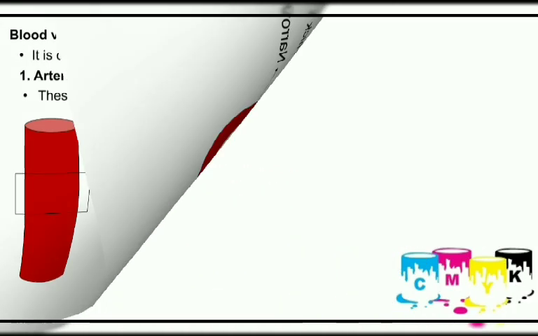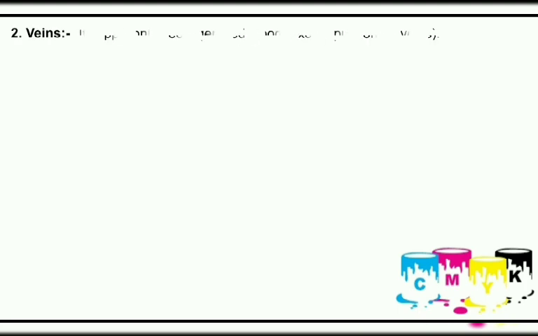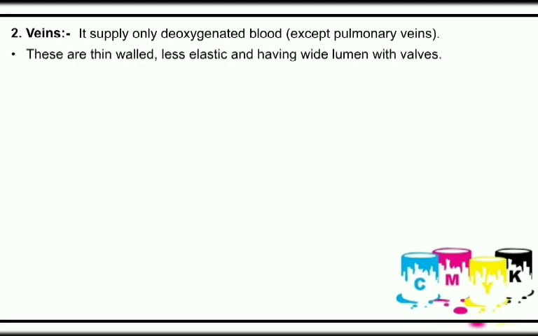Now the second one is the vein. It supplies only deoxygenated blood, except the pulmonary vein. Veins are just opposite to arteries. They have a thin wall, are less elastic, and have a wide lumen with valves. The valves present inside only prevent the backward flow of blood.